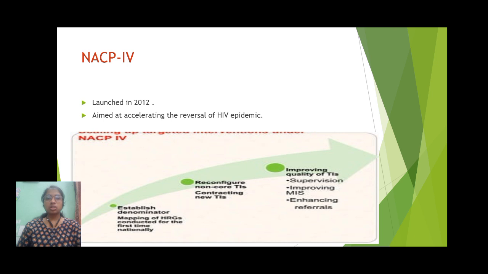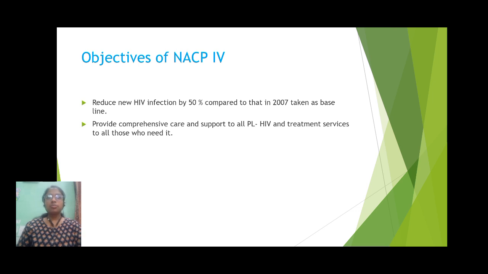NACP 4 launched in 2012 and its aim is accelerating the reversal of HIV epidemic. Objectives of NACP 4 are as under: reduce new HIV infection by 50% compared to that in 2007, taken as a baseline. Provide comprehensive care and support to all patients living with HIV and treatment services to all those who need it.